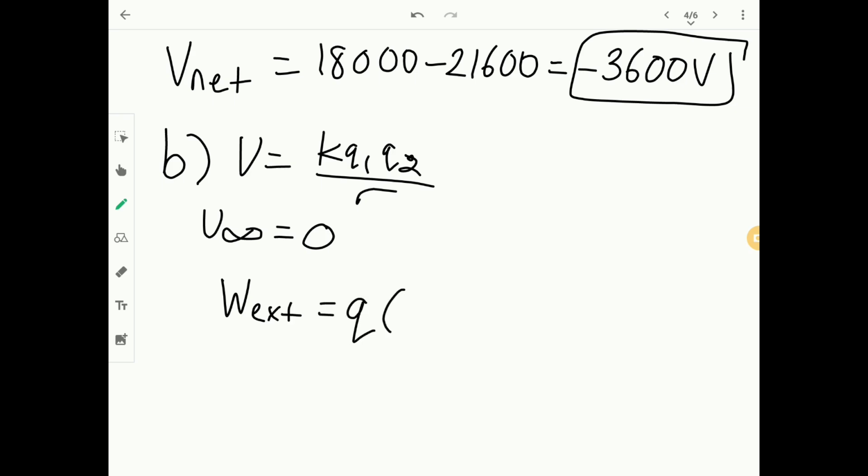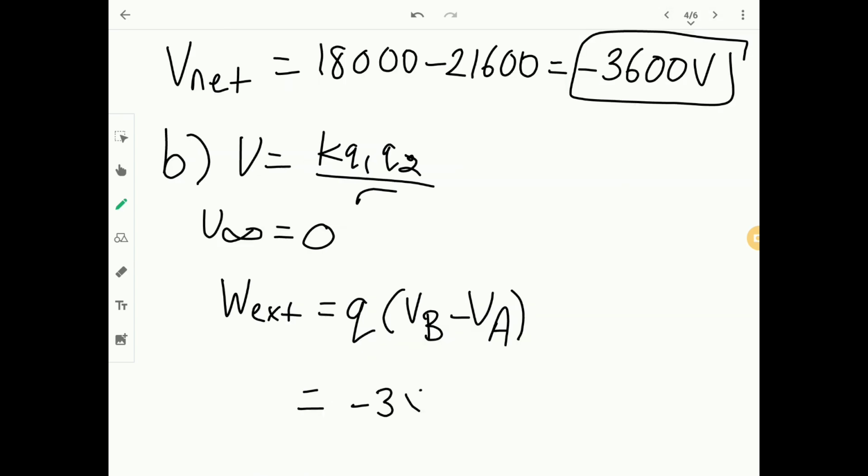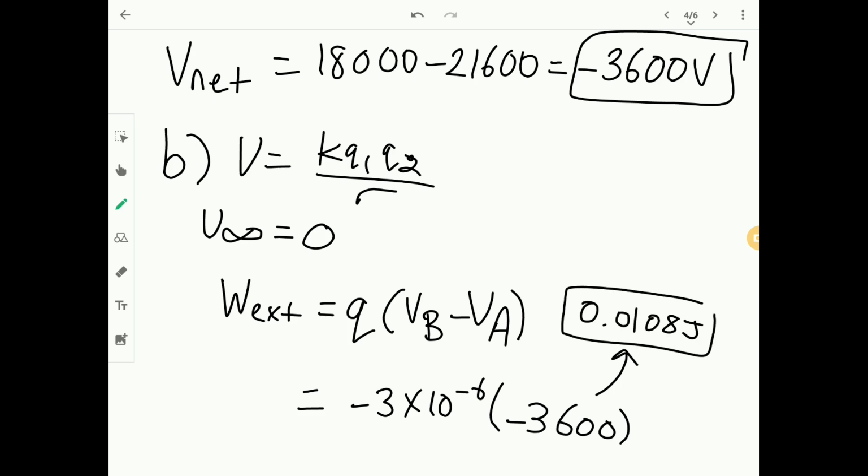is equal to Q. Now here we have VB minus VA, right? Since we're talking about potentials here, so we have to do Q, which is minus 3 times 10 to the minus 6 into minus 3600, which gives us an answer of 0.0108 joules. So it's going to take a very small amount of energy to bring it from infinity to point P. Let's move on to question 5 now. I'll give you guys a few seconds and you can solve, and then we'll check together.